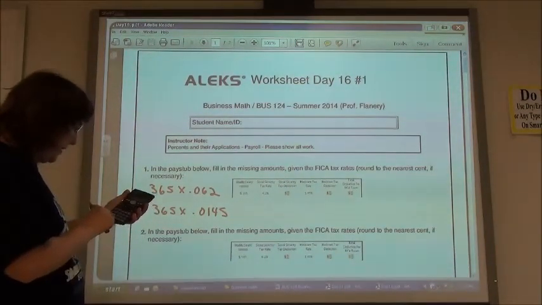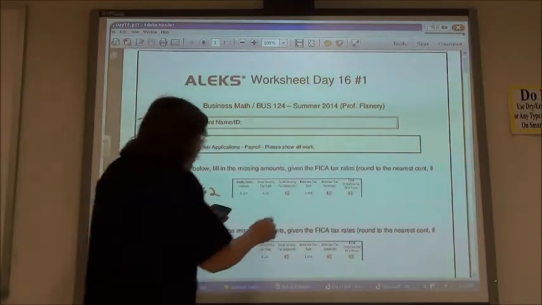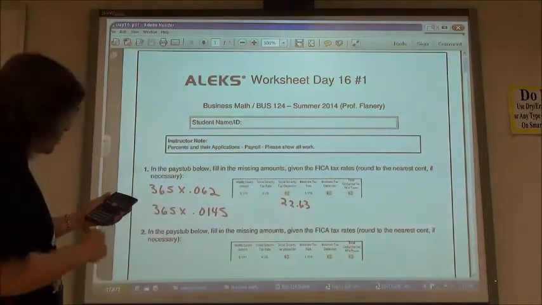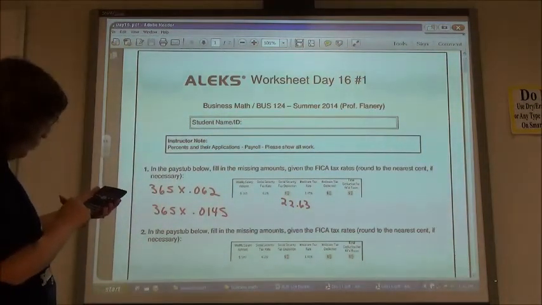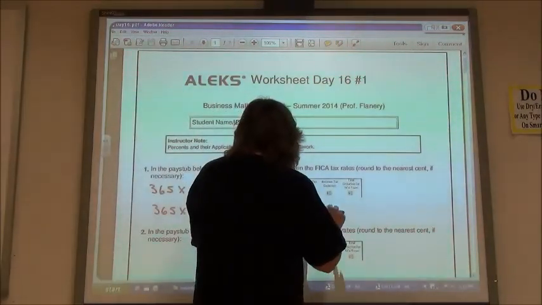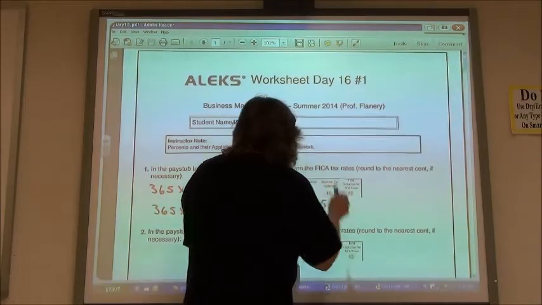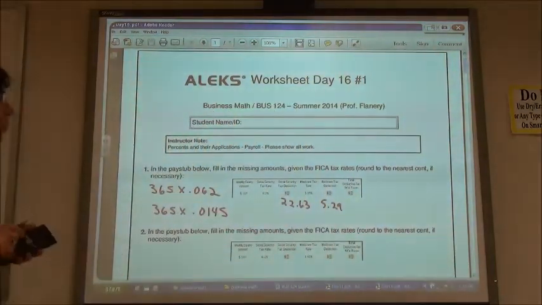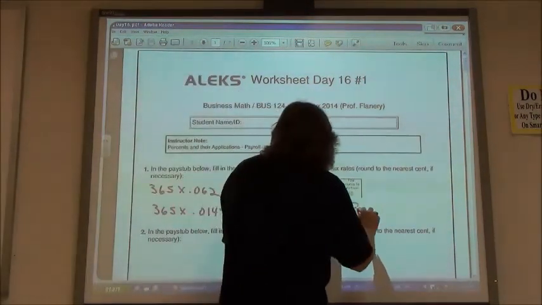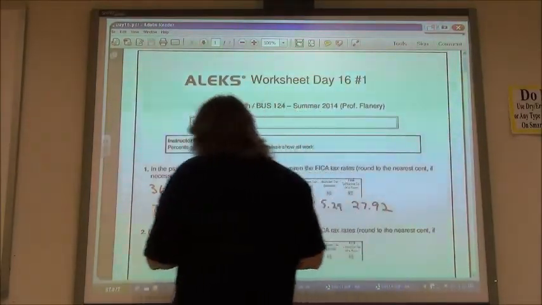365 times 0.062 gives me $22.63 for my Social Security deduction. 365 times 0.0145 gives me, rounded off, 5.29, and there's a 2 behind it, so $5.29. The total deduction for my taxes then, I'm going to add those together. So 22.63 plus 5.29 would give me $27.92 for my total deductions.